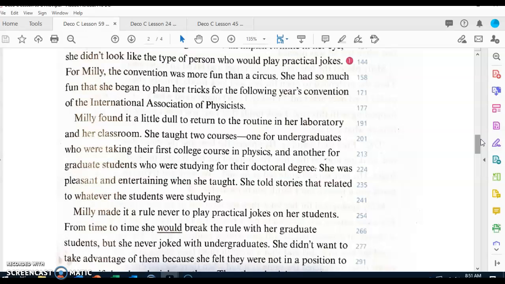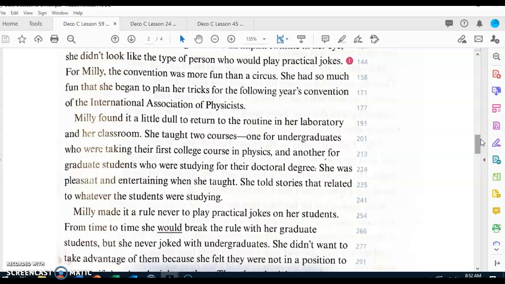For Millie, the convention was more fun than a circus. She had so much fun that she began to plan her tricks for the following year's convention of the International Association of Physicists. Millie found it a little dull to return to the routine in her laboratory and her classroom. She taught 2 courses, one for undergraduates who were taking their first college course in physics, and another for graduate students who were studying for their doctoral degree.